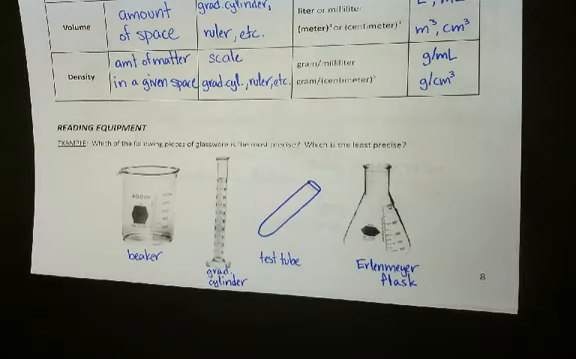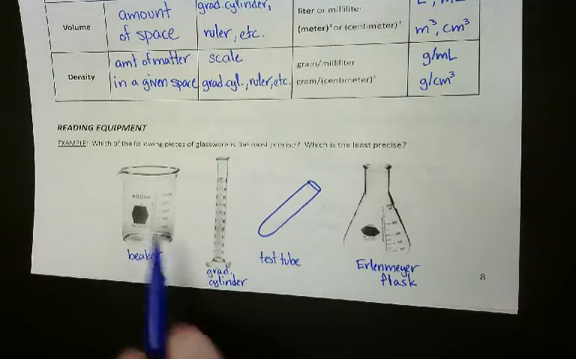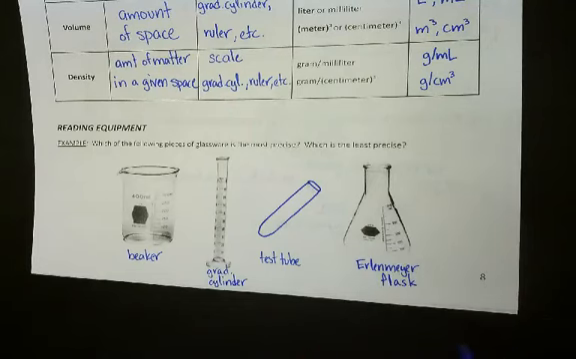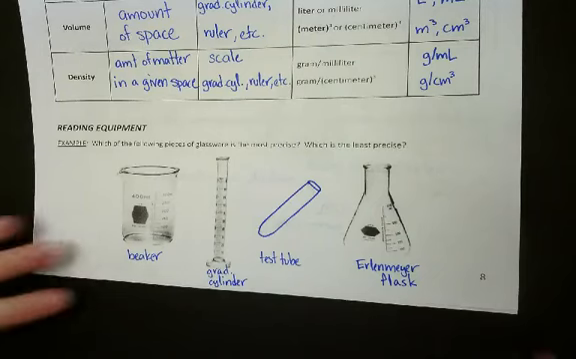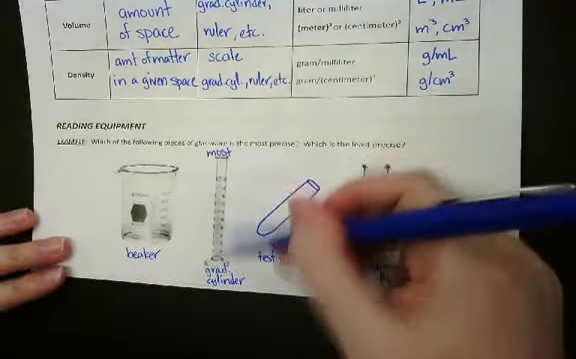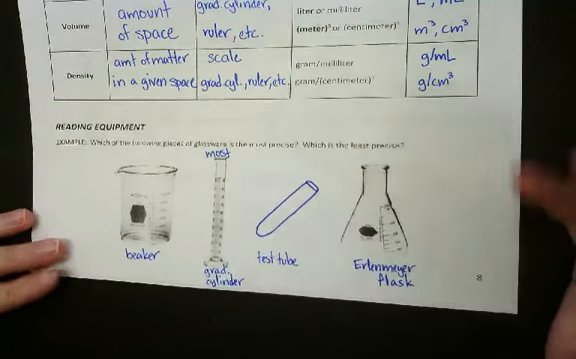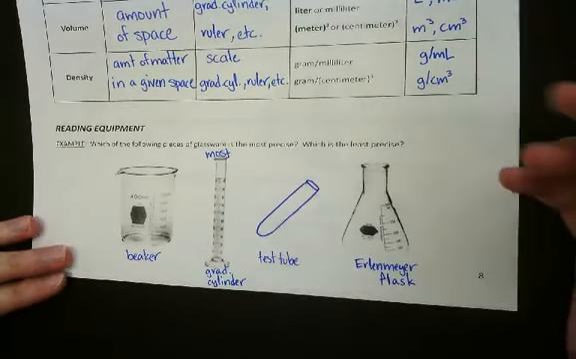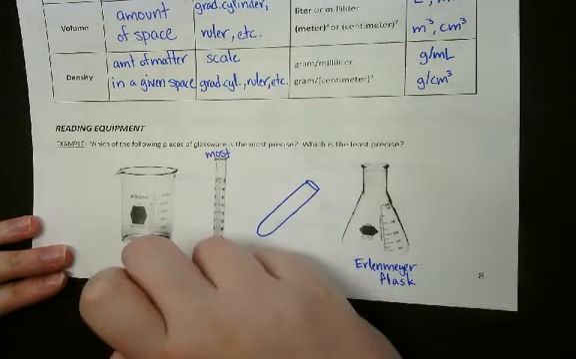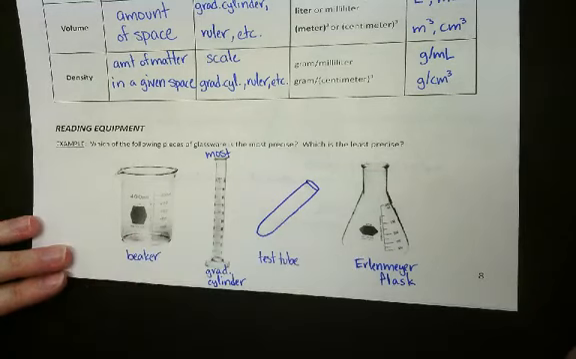Okay, so I want to know which of these pieces of glassware is going to be the most precise and which is going to be the least precise. So if we were to take a look at all of these, what do you think is going to help us be the most precise when trying to figure out the volume of a liquid? Well, the most precise is going to be the graduated cylinder because it has the most tick marks. It's got the most markings. So that means we're going to be able to read it more precisely because we're going to be able to estimate better.